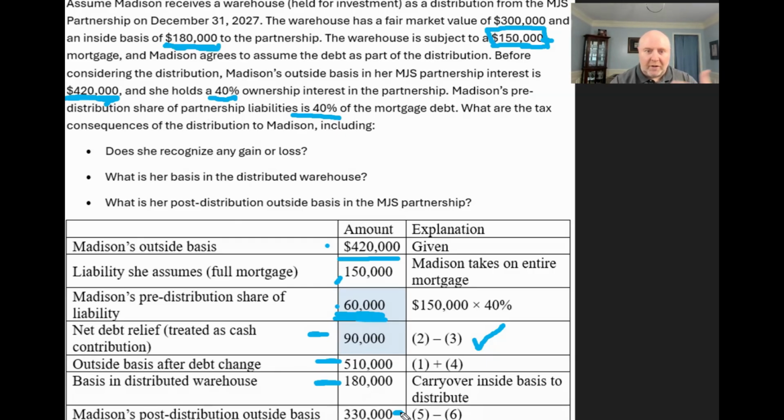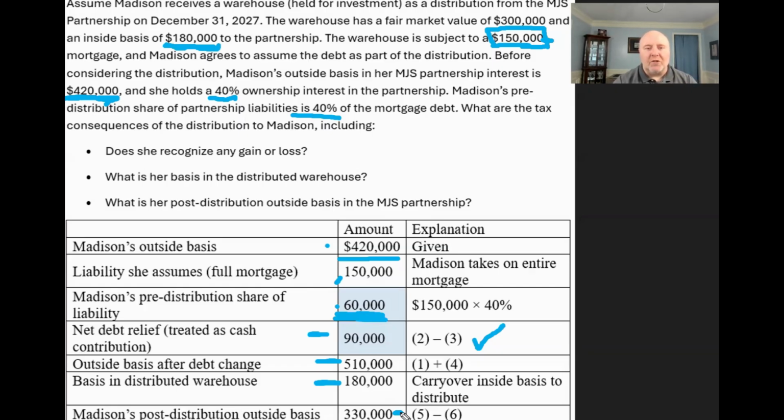So that's the way that we're going to work through a problem where there's an assumption of liabilities by the partner who's taking it on from the partnership. Okay, so the problems that we've looked at previously in other videos always had the partnership taking on additional liabilities. So we were trying to figure out what portion of those liabilities belong to that actual partner. Now we're looking at it from a different perspective. This is a distribution over to our partner.